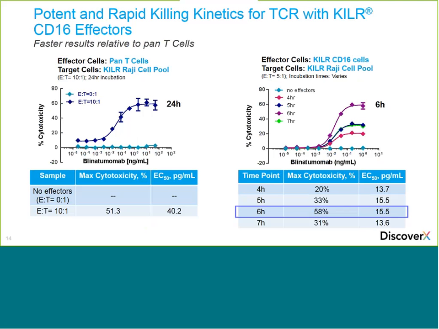So if we compare that to the KILR CD16 cells, what you can see from a time course here is that the kinetics are much faster than what we typically see with pan T cells. And the optimal response that is comparable to what we saw with the 24-hour incubation with pan T cells is observed in 6 hours with the KILR CD16 cells. Importantly, the EC50 that is reported for blinatumomab in the BLA is between 10 and 100 picograms per mil, and both of these assay formats produce an EC50 in that range. It's slightly more potent with the KILR CD16 effectors, but nevertheless within the range that's expected and is physiologically relevant.